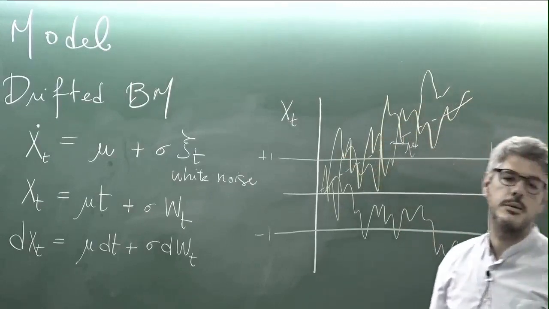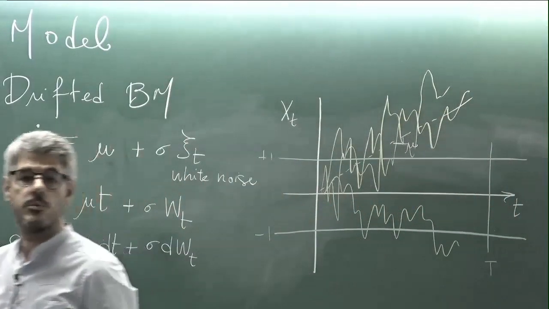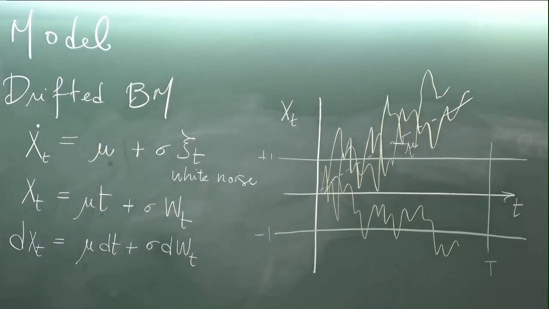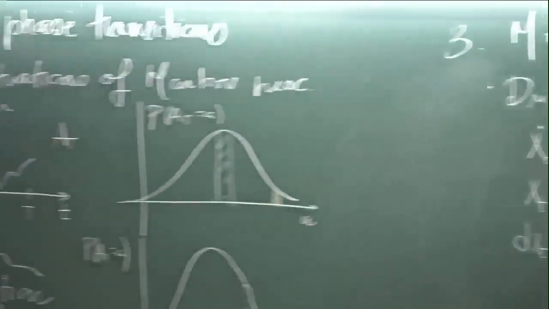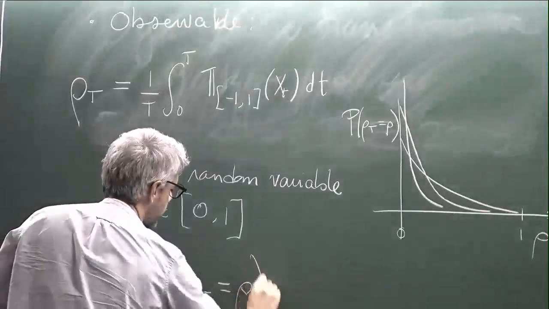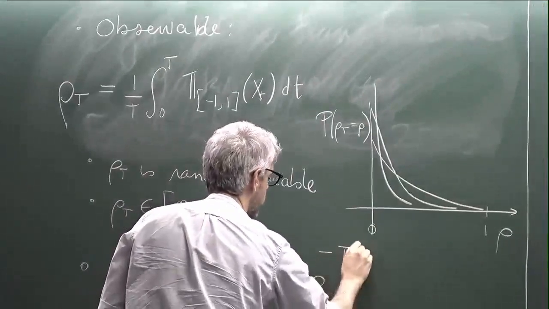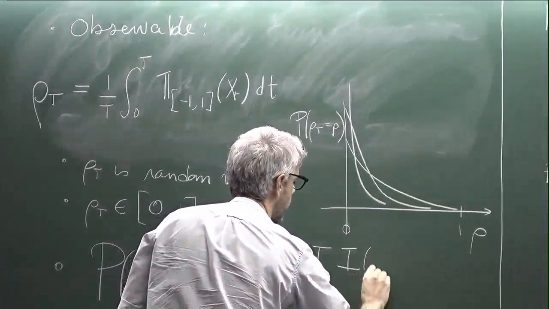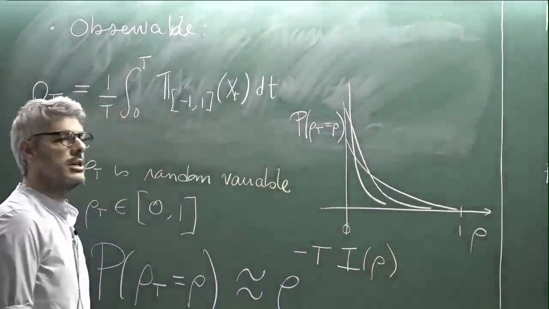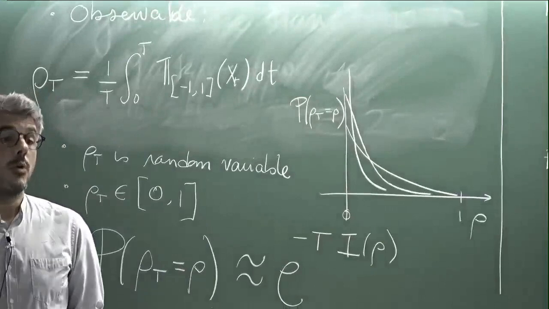So in the long time limit, rho_t will go to zero in probability, and that's the law of large numbers. Okay? But we can be more precise. There's actually a very nice result, and this is the connection with large deviation theory. The probability that rho_t is equal to rho is, to dominant order, a decaying exponential with a certain rate that we call the rate function, and it's a function that depends on rho only.